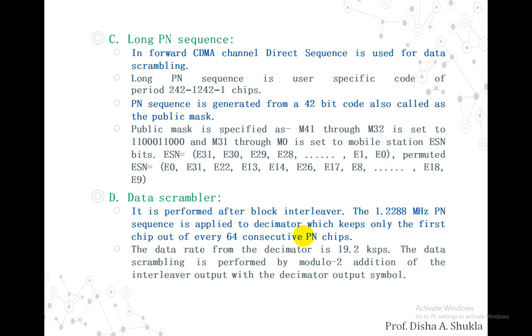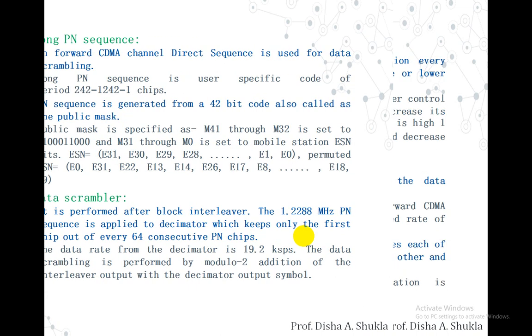The data rate from the decimator is 19.2 kilobits per second, and the data scrambling is performed by modulo 2 addition of the interleaver output with the decimator output symbol. That is, we have an output from an interleaver and we have a decimator output. Both of them will be added using the modulo 2 addition, and that process is called data scrambling.